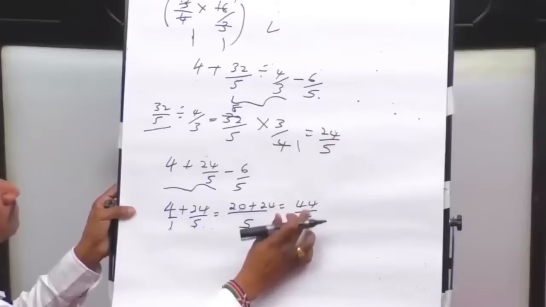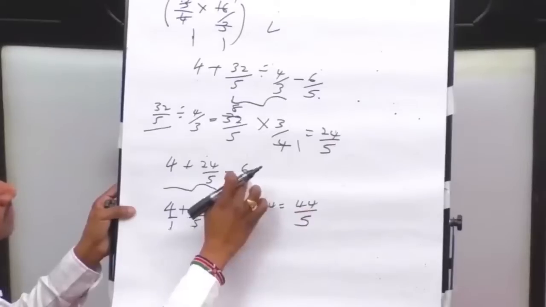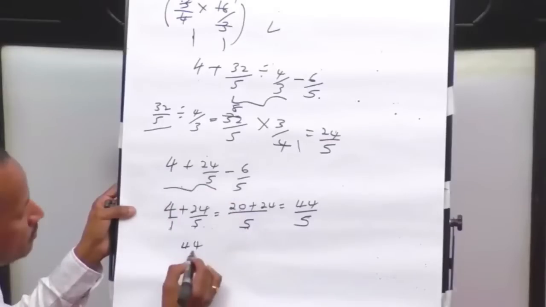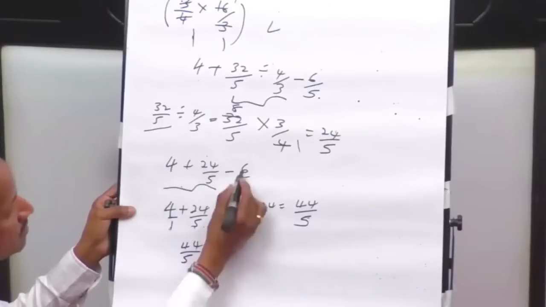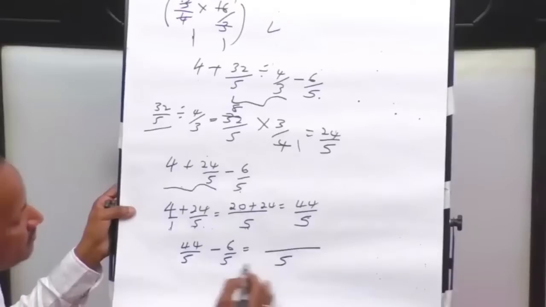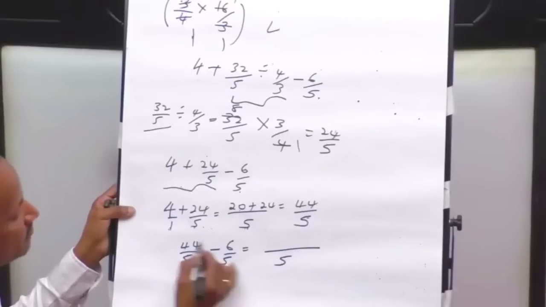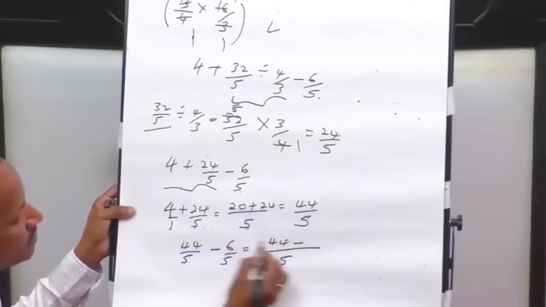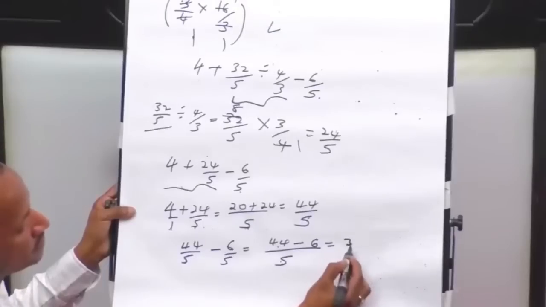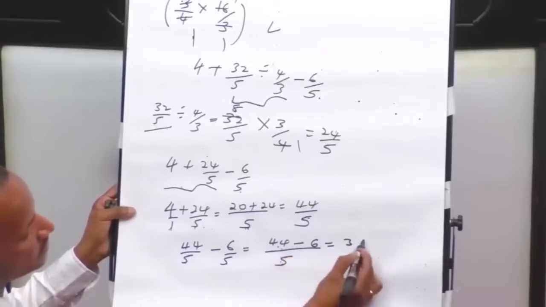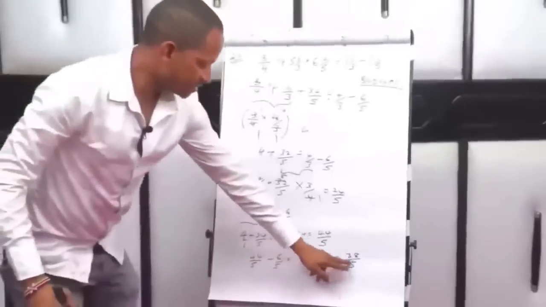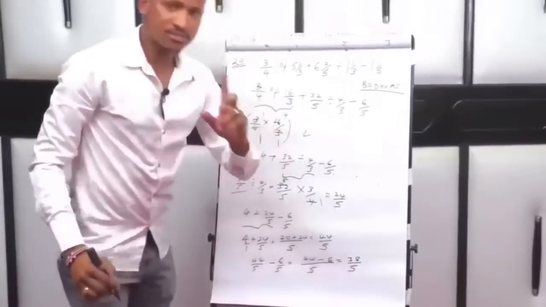Do not simplify it, because we want to subtract this. So this gives us 44 over 5 minus 6 over 5. Again, get the LCM, which is 5. 5 into 5, 1. 1 times 44, 44. Minus 5 into 5, 1. 1 times 6, 6. So it is 44 minus 6 is 38. Divide by 5. So the answer is 38 divided by 5, but you must simplify it.